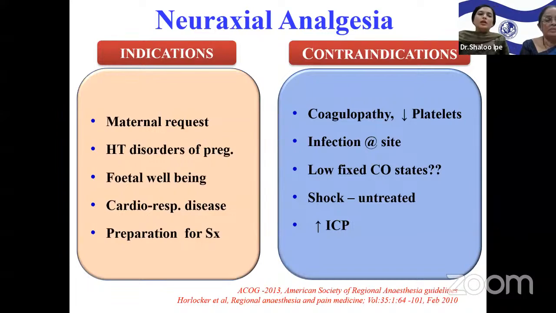The absolute contraindications for neuraxial analgesia are few. One is maternal refusal, one is untreated shock, and increased ICP. Talking about coagulopathy, most consultants are comfortable placing an epidural when the platelet count is above 75,000. When the count is below 50,000, we refrain from giving an epidural. And when the platelet count is above 50,000 and all other coagulation parameters are normal, it is acceptable to go ahead with a labor epidural.